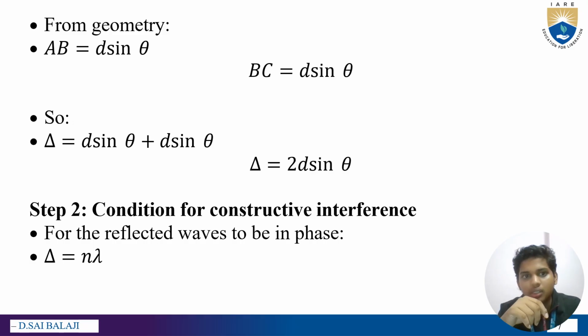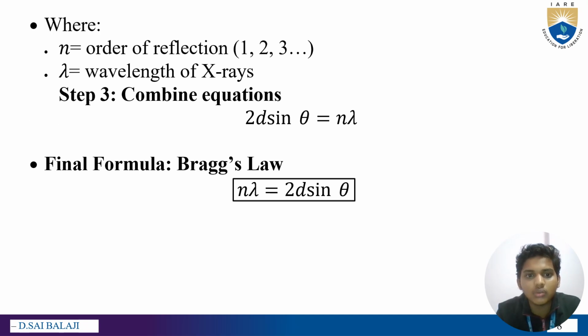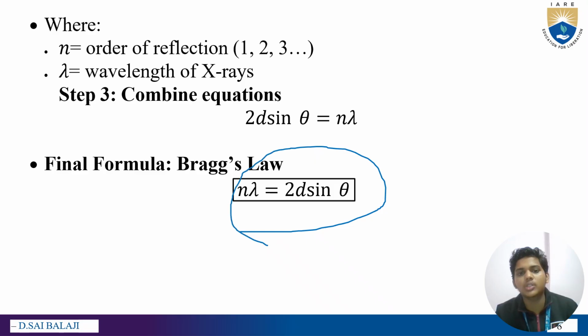AB is equal to BC, d sine theta is equal to d sine theta, so that delta is equal to AB plus BC, where AB is equal to d sine theta and BC is equal to d sine theta. Then delta is equal to d sine theta plus d sine theta, that is delta is equal to 2d sine theta. Here, n is the order of reflection and lambda is the wavelength of the X-rays. The combined equation is 2d sine theta is equal to n lambda, and the final formula is n lambda is equal to 2d sine theta.